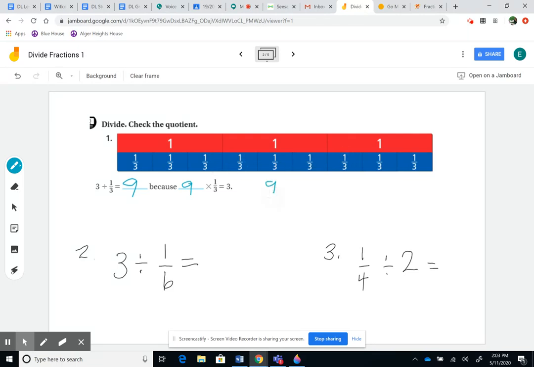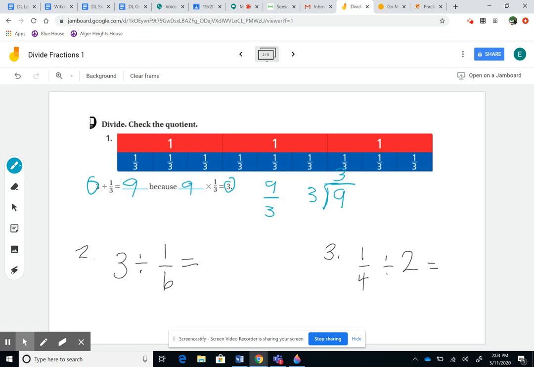We have 9 thirds. And if you remember from the last lesson, when you have an improper fraction, what you can do is divide the numerator by the denominator. And 9 divided by 3 is 3. And that's exactly what we had here. Okay? Now let's look at number 2.